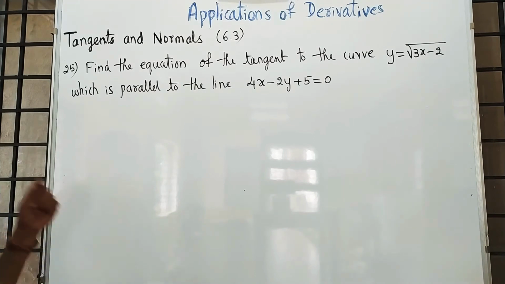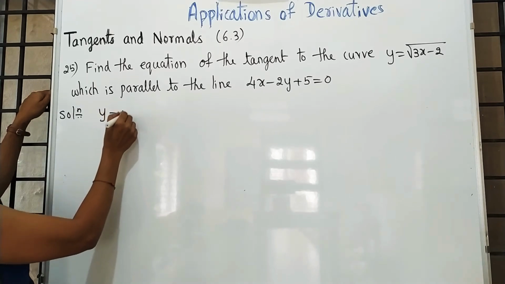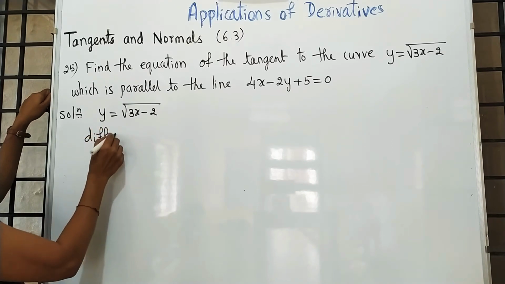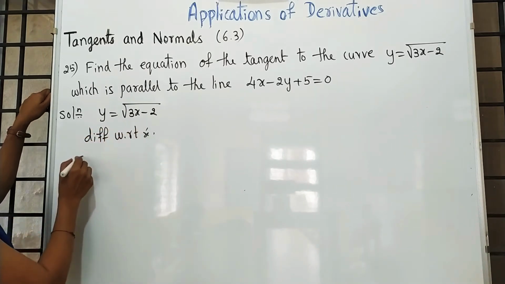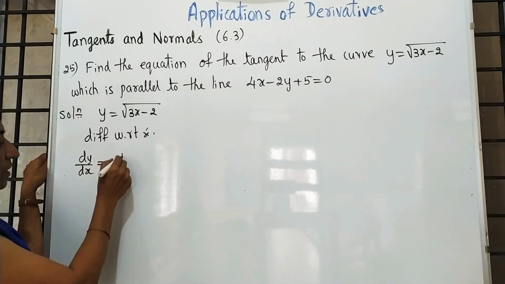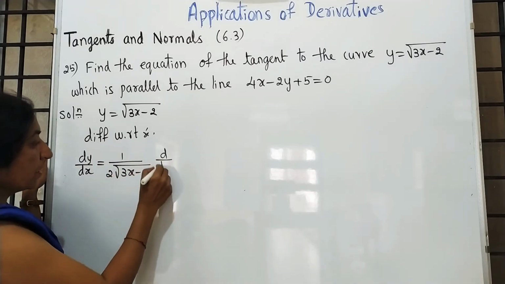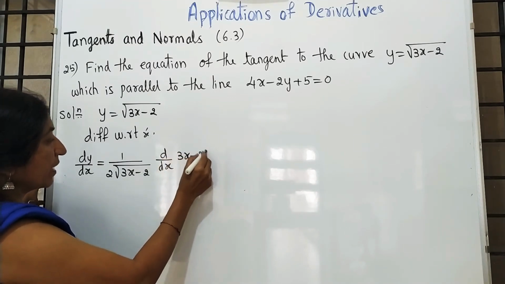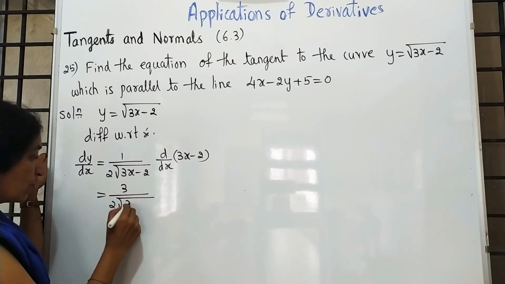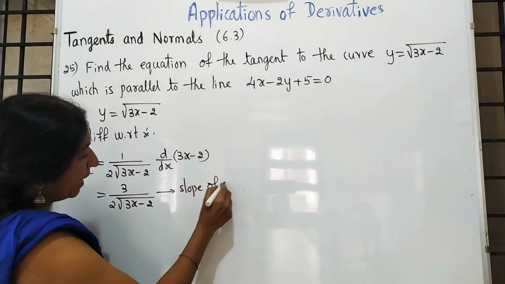So already these type of examples we solved. Again I am explaining this. Now when you differentiate the curve, you will get the slope of the tangent. Differentiating with respect to x, dy upon dx. See, it is in the form of root x. Differentiation of root x is 1 upon 2 root 3x minus 2 into differentiation of 3x minus 2, that is 3. So 3 upon 2 into root of 3x minus 2. This is the slope of tangent.